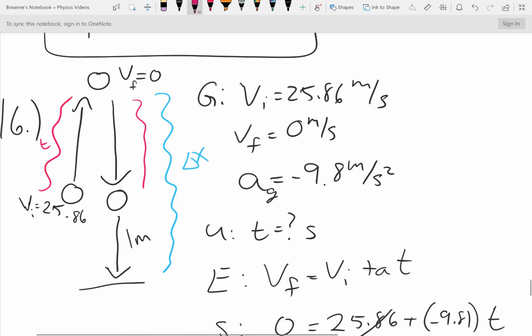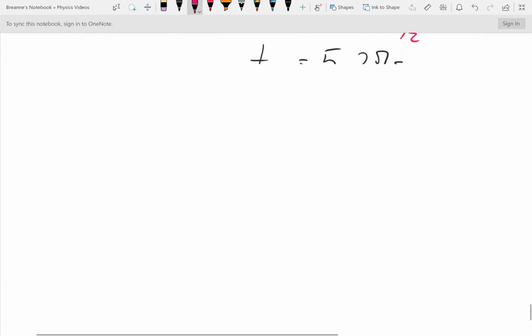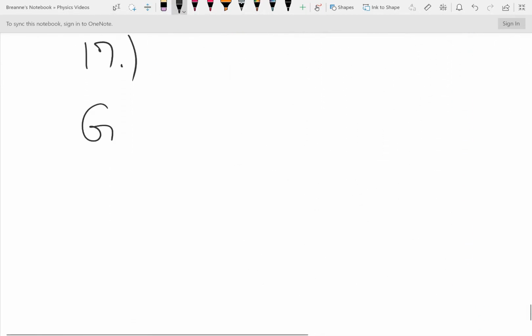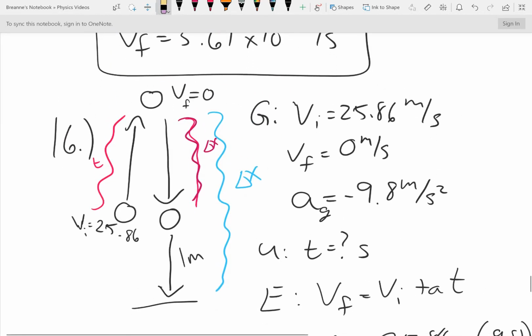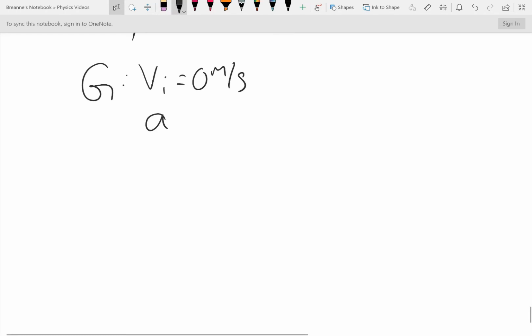We know the bottom half, but we need to figure out the top half. So we need to figure out the delta x of the top half, and then we can add the 1 to it, and we can get the total displacement. So our givens. Our initial velocity is going to be 0 this time, because we're going from top to bottom. Our initial velocity is 0 when it's at the very top. Acceleration is still negative 9.8 meters per second squared, because that's the acceleration due to gravity.